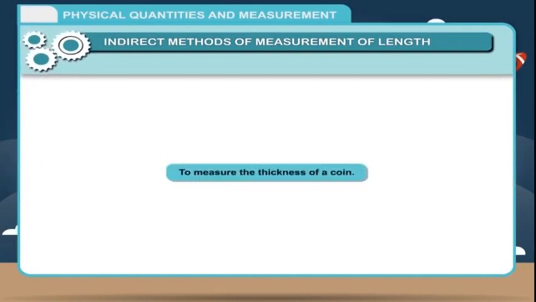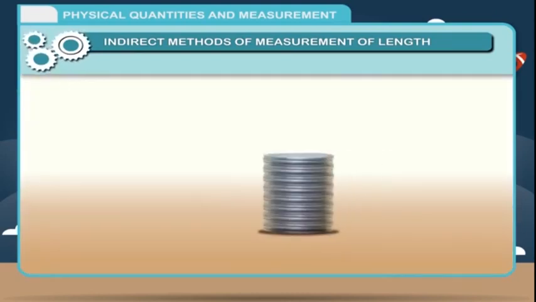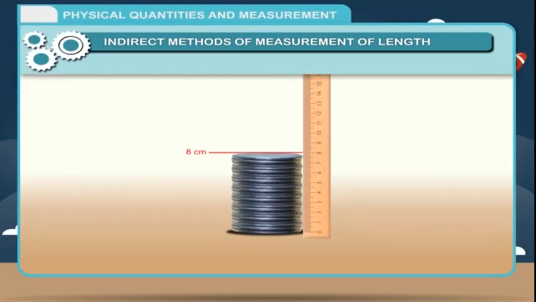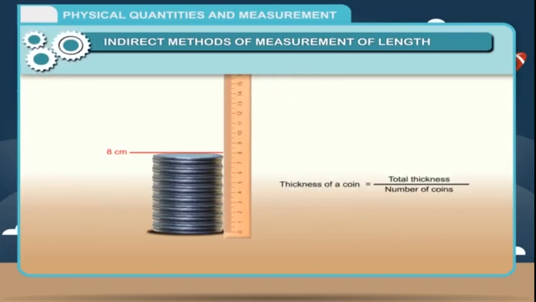Activity: to measure the thickness of a coin. Take some identical coins, say 20 to 25 in number, and place them one over the other. All these coins will make a cylindrical column. The height of this stack of coins can easily be measured by a ruler placed vertically against it. To find the thickness of a single coin, divide the total thickness by the number of coins. So, the thickness of a coin is equal to the total thickness divided by the number of coins.